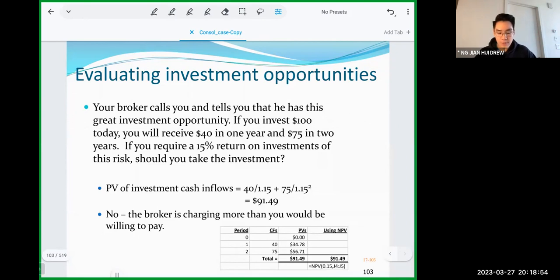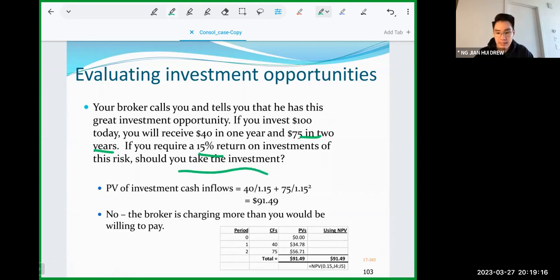All right, so we have one more question here. Suppose a broker calls you and tells you that he has this great investment opportunity. If you invest $100 today, you'll receive $40 in 1 year and $75 in the second year. Your required rate of return is 15%. Should you take this investment?